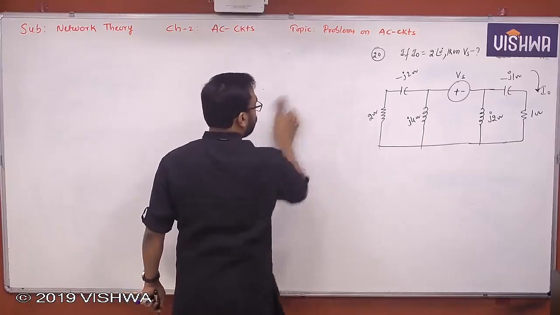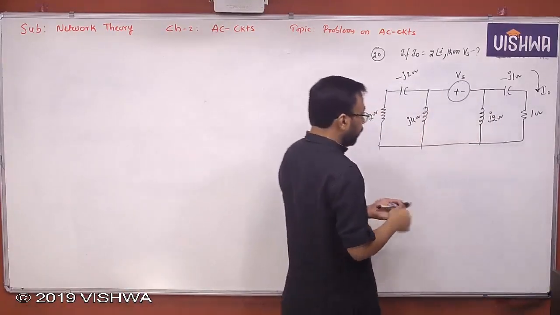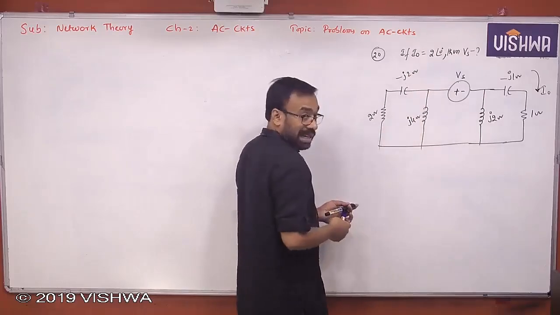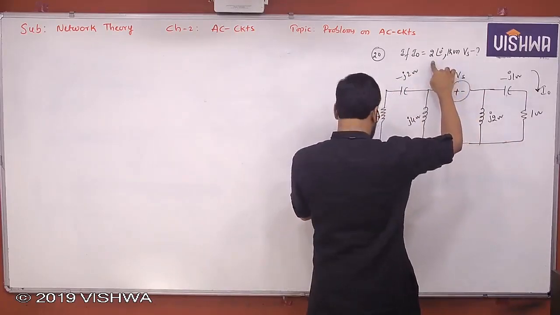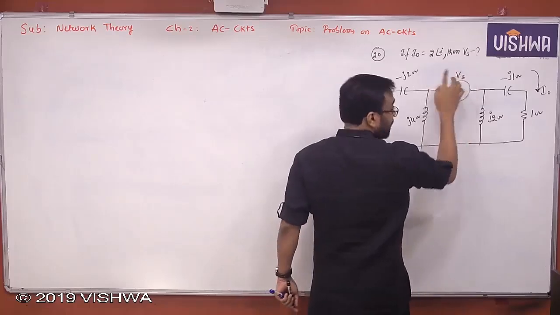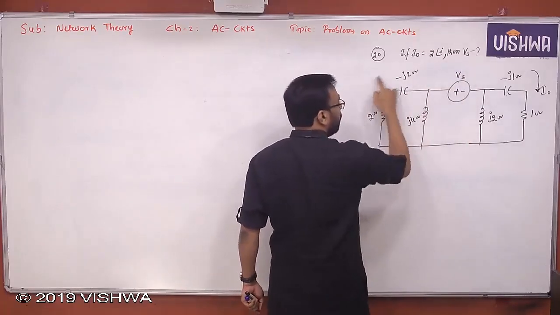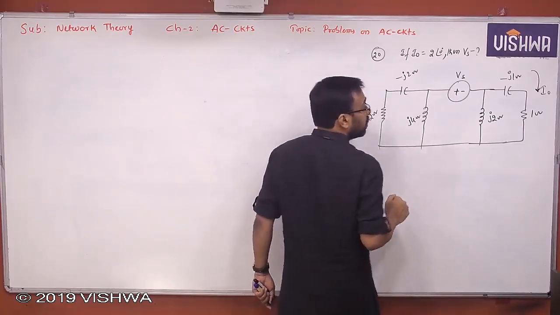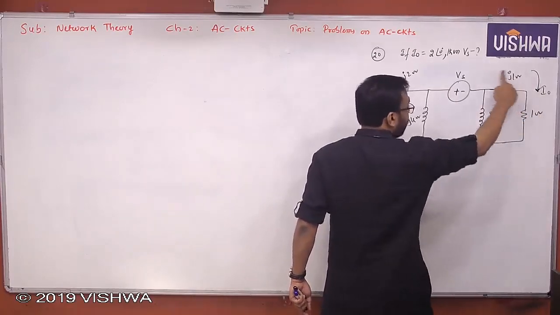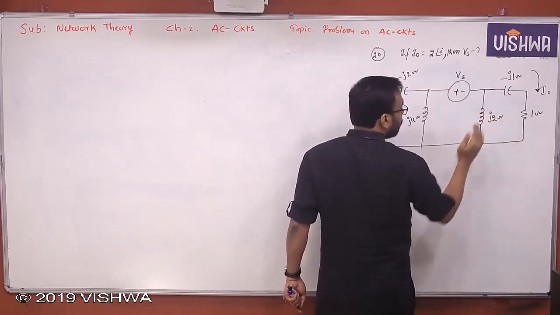So what is being asked here? It's a very simple problem, if you understand the data given clearly. What is I naught given? 2 at an angle of 0. Clear? Then what is being asked is the value of Vs. You know this can be completely replaced by a single equivalent impedance or not? Yes, I can do that, because these two are in series, then parallel.